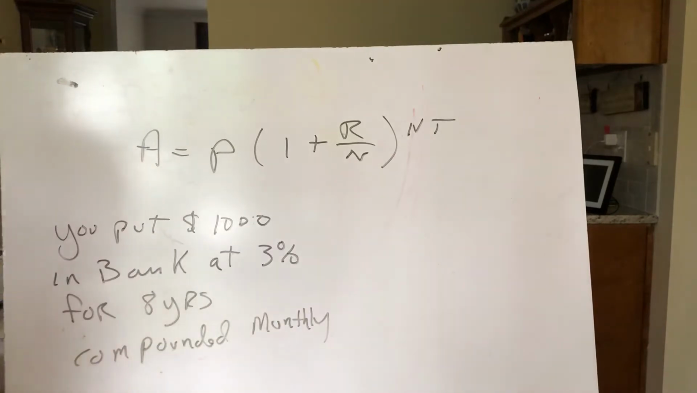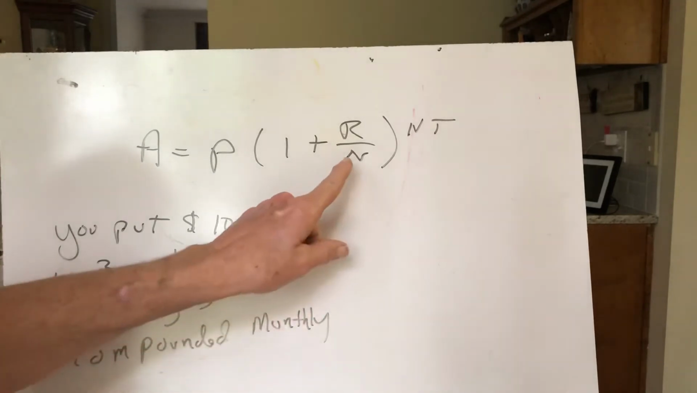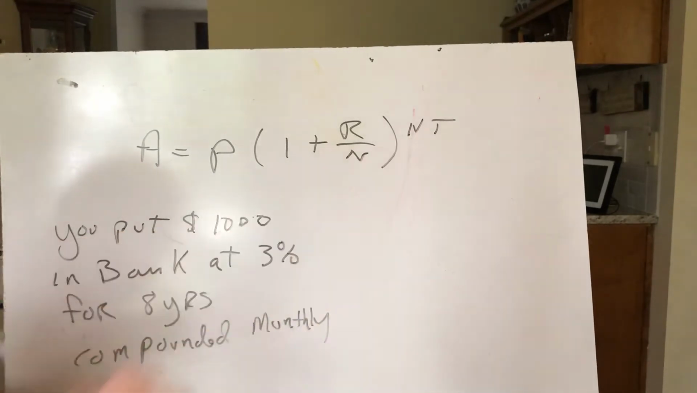And N stands for the number of times it's compounded. So if it's monthly, N would be 12. If it's quarterly, N would be 4. Do not put a quarter, don't put 0.25. I always have one student that gets confused. Quarterly means 4 times a year. Semi-annually, 2 times a year. And daily, 365 times a year, and we ignore leap years. So daily, you would put a 365 there and there.